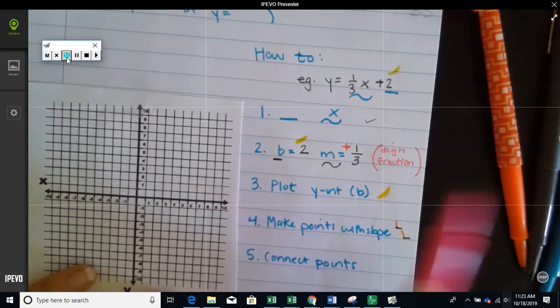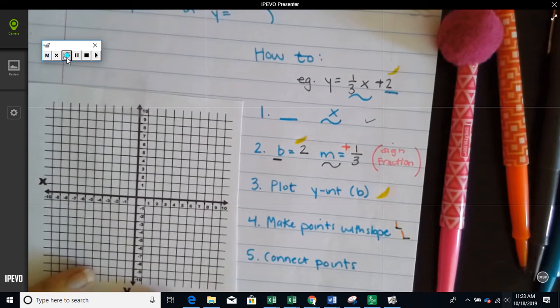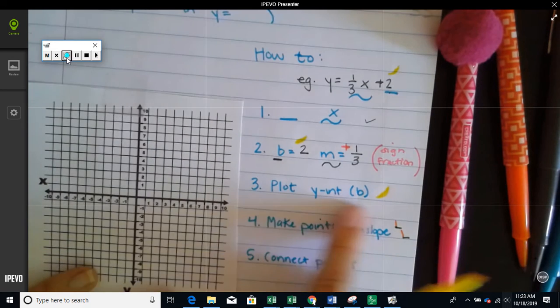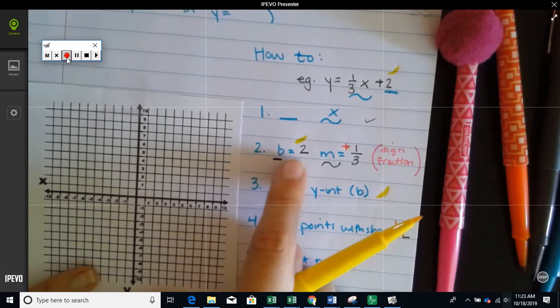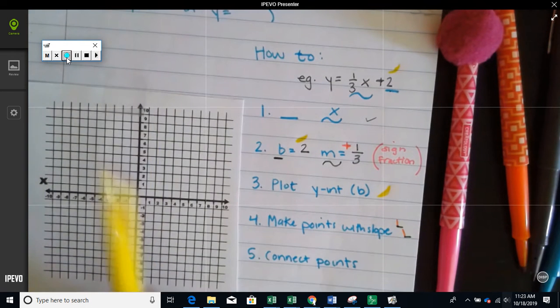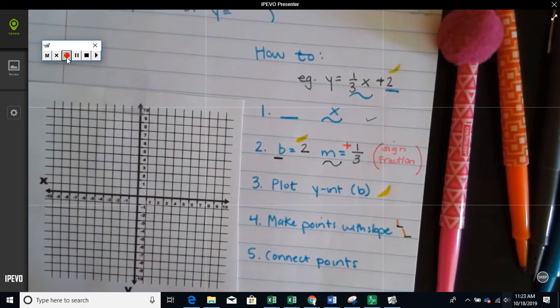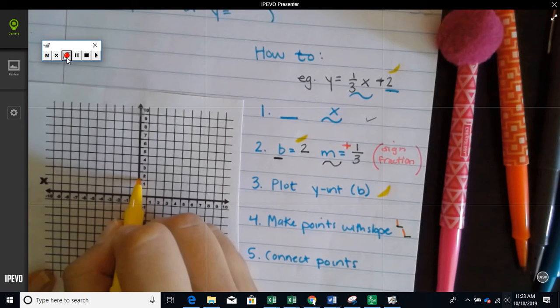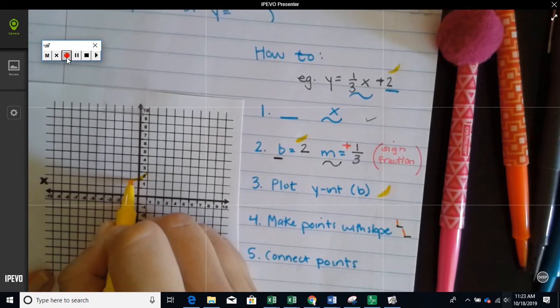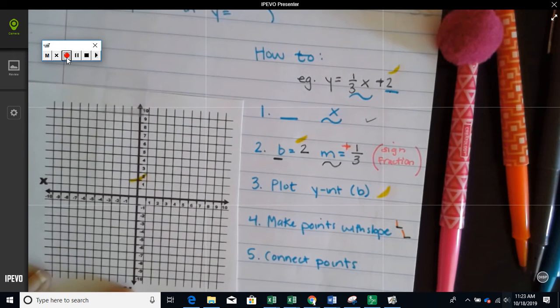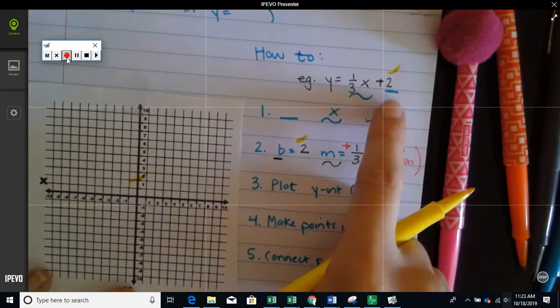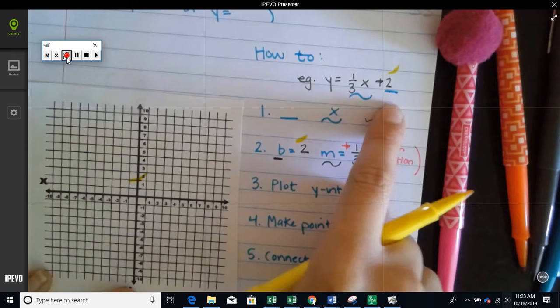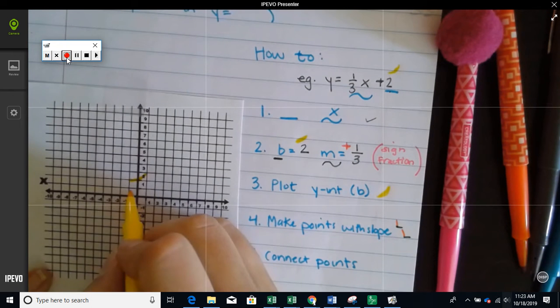Step number 3. You don't have to get a yellow highlighter, but you know I'm color crazy, so I will. So my b is 2. So right here, on the y-axis, you're going to put a point at 2. Put a point at 2. Go ahead, draw your banana at 2. Why do I put it at 2? Because it's the one that you underline. Whichever is the one that you underline, that's where your banana goes.